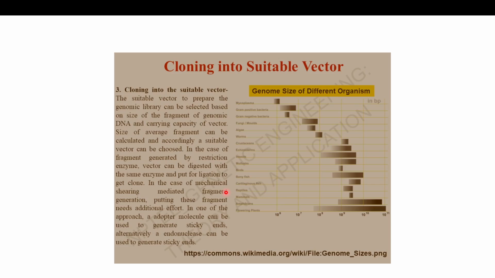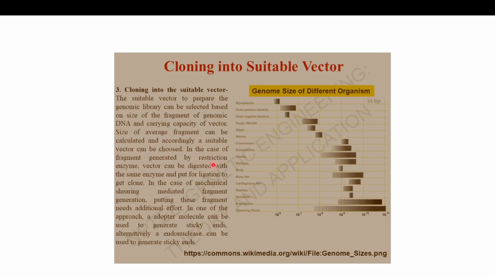Now you have your DNA fragment of interest. Now it has to be finally cloned into a suitable vector. A vector is basically a medium, a vehicle or carrier, to carry that gene of interest into a host organism. Usually the suitable vector to prepare the genomic library is selected based on the size of your gene of interest, and how much can be loaded onto the carrier or vehicle. The size of an average fragment can be calculated, and accordingly a suitable vector can be chosen.